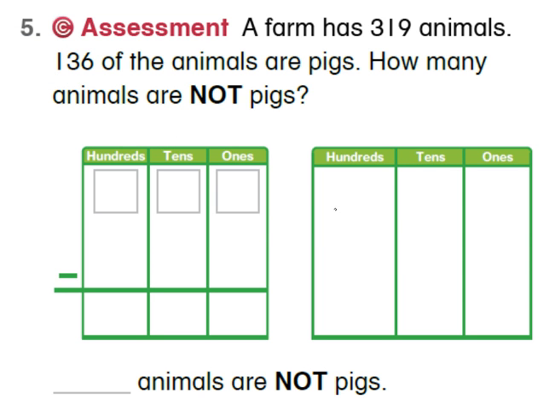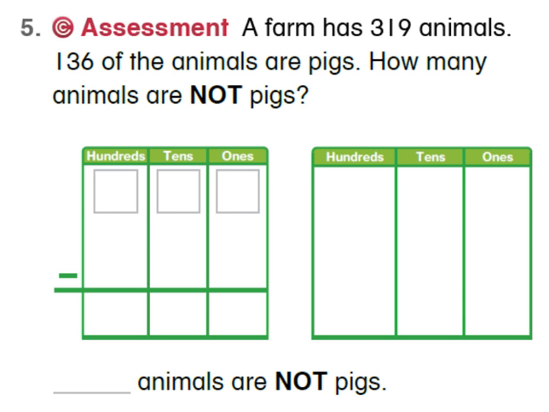Today we are using place value blocks to help us better understand the standard subtraction algorithm. And that's what I'm going to show you today. So the problem is a farm has 319 animals. 136 of the animals are pigs. How many animals are not pigs?